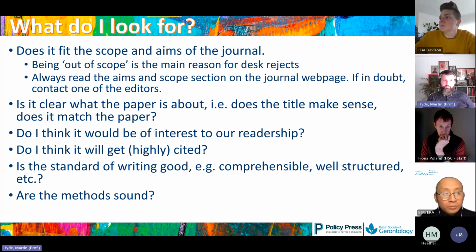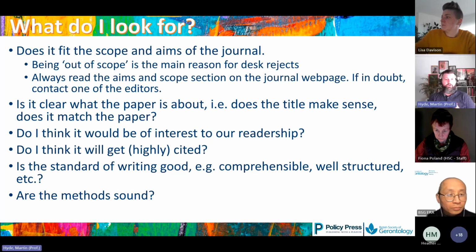So find the aims and scope, and if you can't find them, I think you should feel able to contact either the journal office, so there'll be a contact page somewhere, or one of the senior editors of the journal to ask them to direct you to the aims and scope.